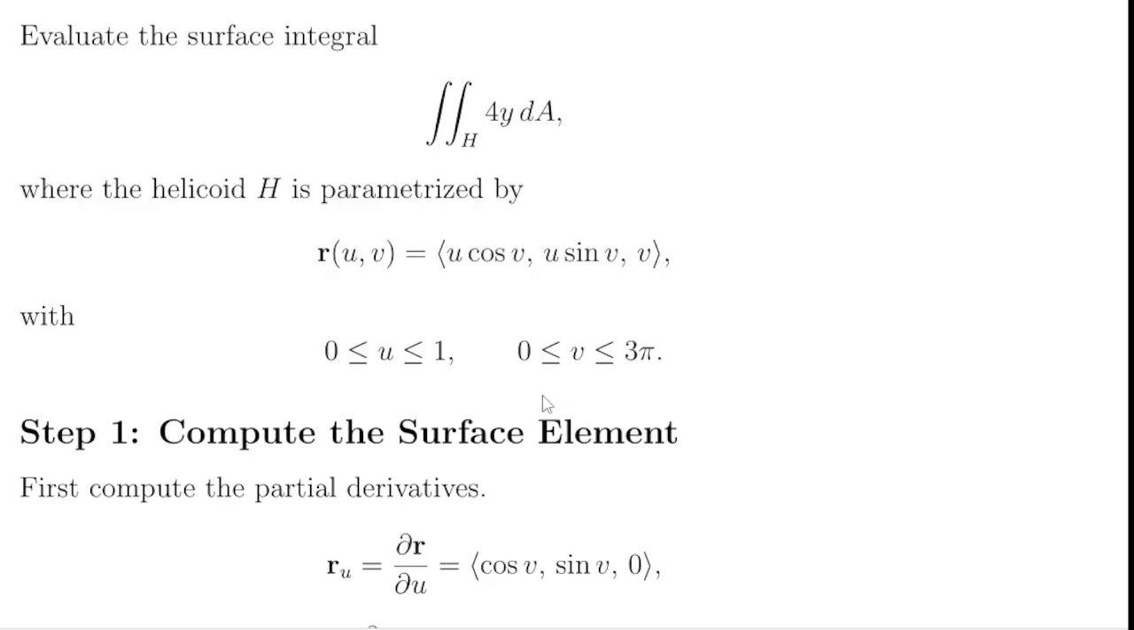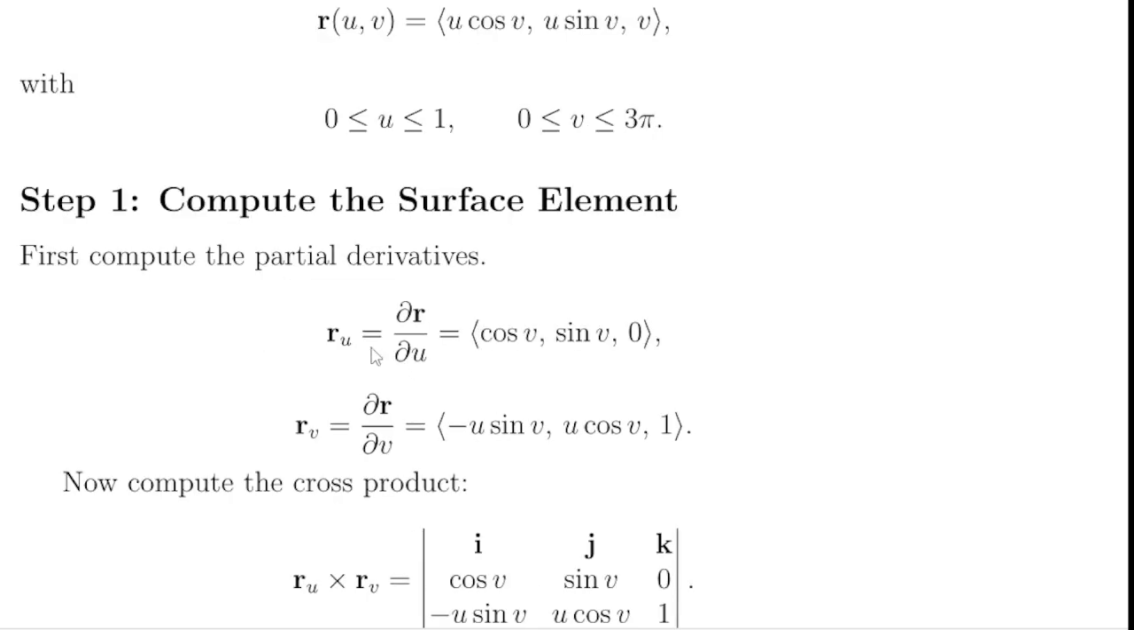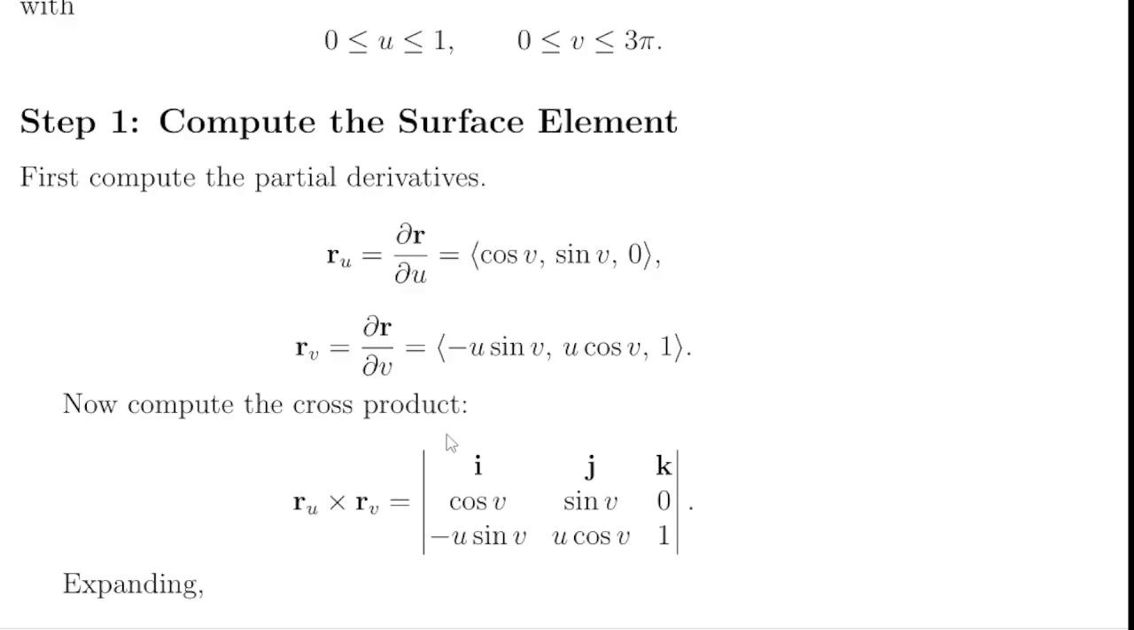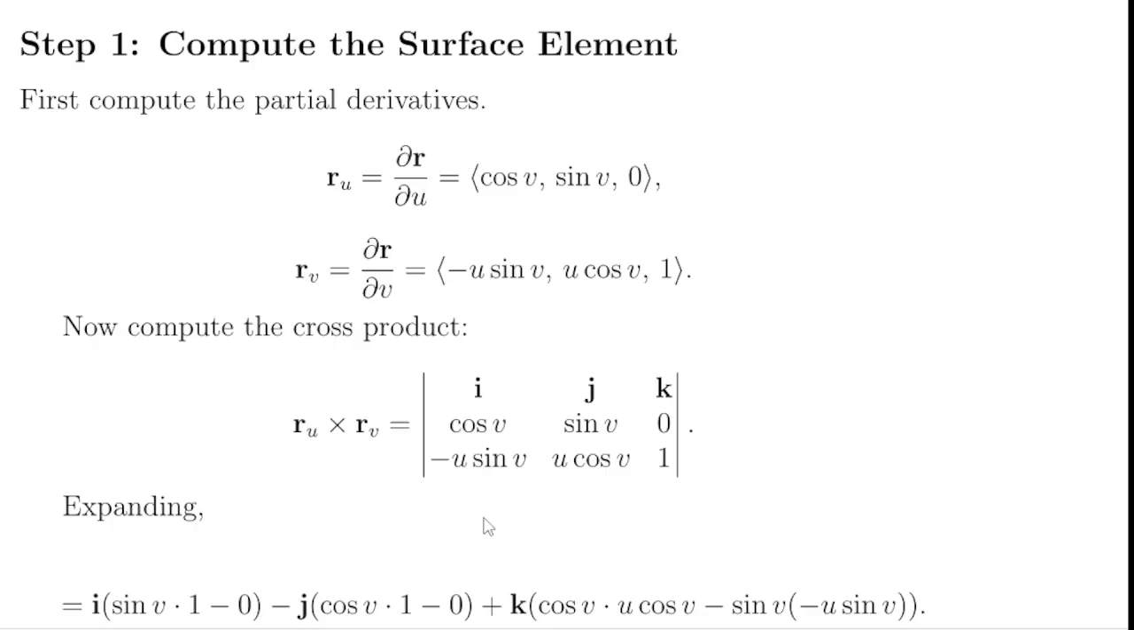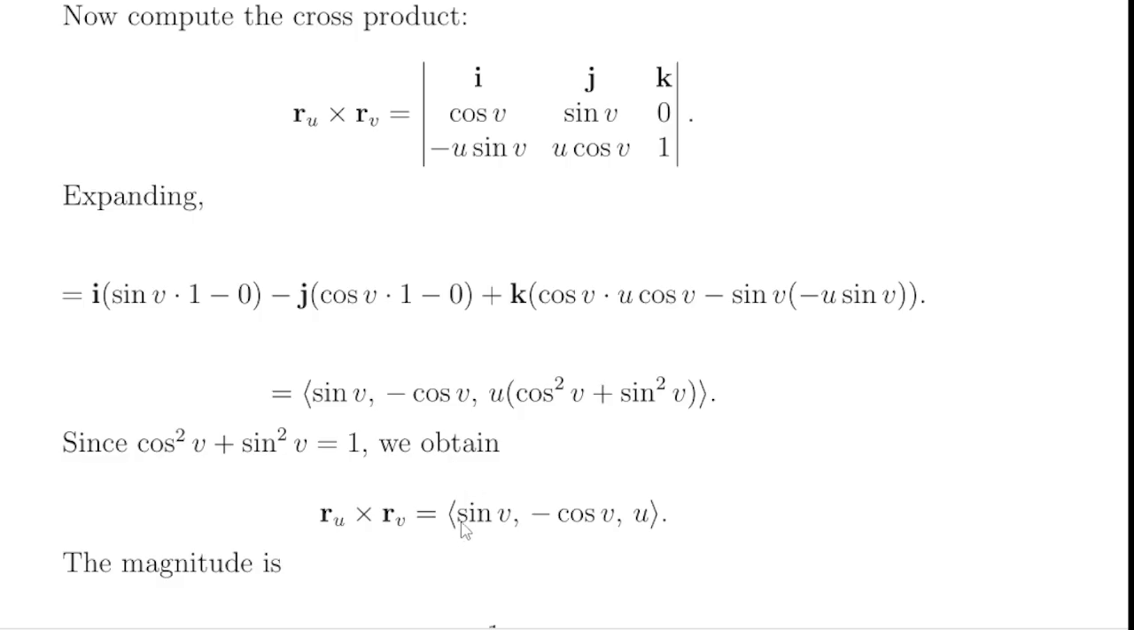To compute the surface element, we need to first compute the normals. So the partial derivatives will be: partial of r with respect to u, so that's going to be cosine v, sine v, 0. And we'll take the partial with respect to v, which is negative u sine v, u cosine v, and 1. We're then going to compute the cross product, and we end up simplifying to sine v, negative cosine v, and u.